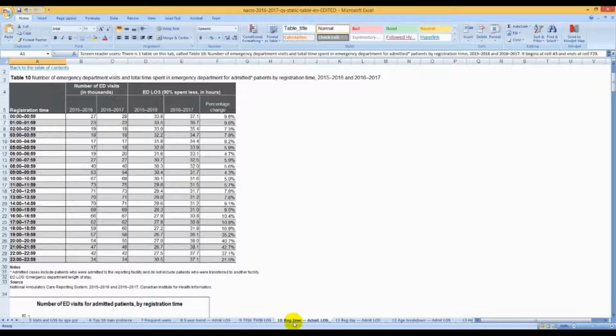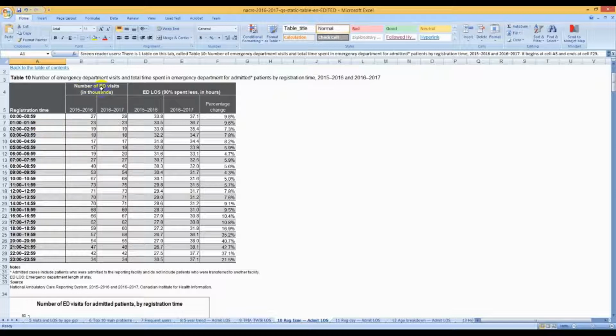So we go to table 10. Number of emergency department visits and total time spent in the emergency department for admitted patients by registration time. This table is only summarized for admitted patients, for all these participating provinces and hospitals.